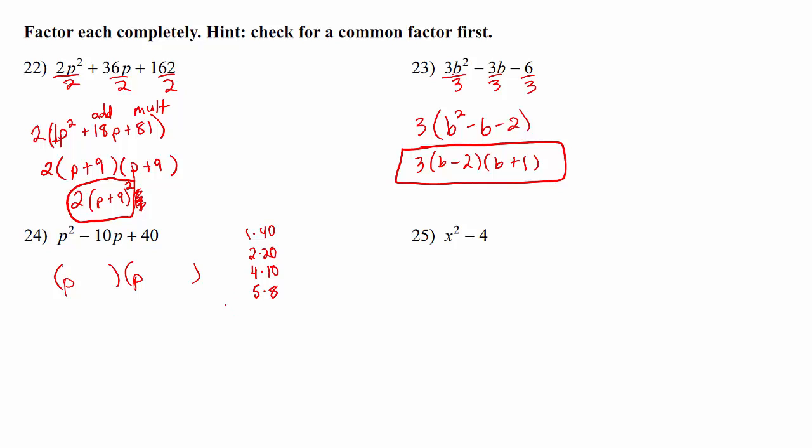You know what? That's all of the factors of 40, and none of them actually will add to give us negative 10, which means that this is not factorable. Typically, that will be something that very rarely happens. You should not put an answer as not factorable unless you know it's a possibility because your teacher told you that you could have some that are not factorable.